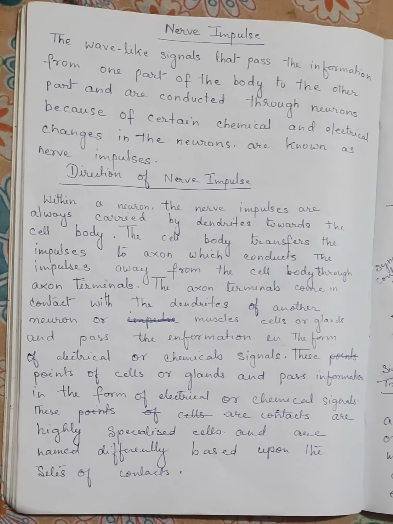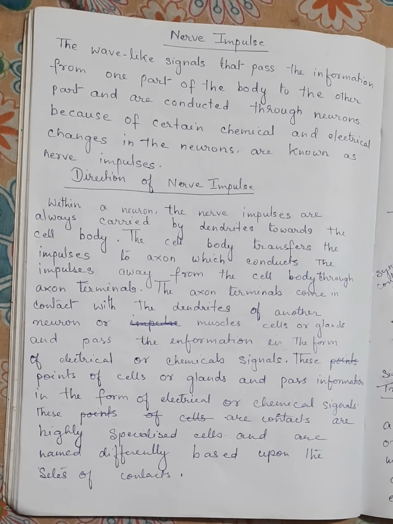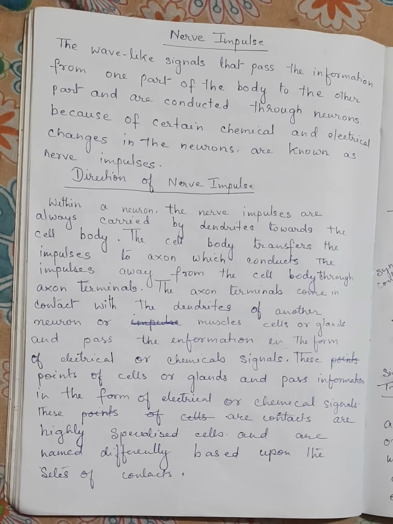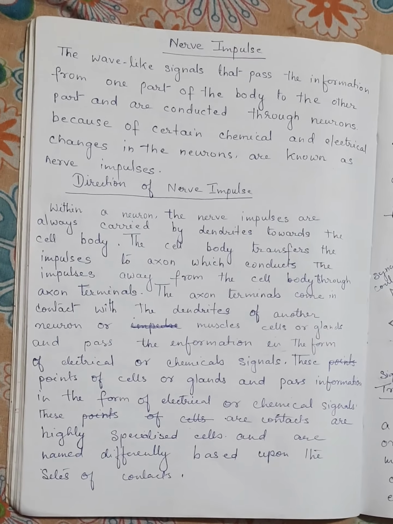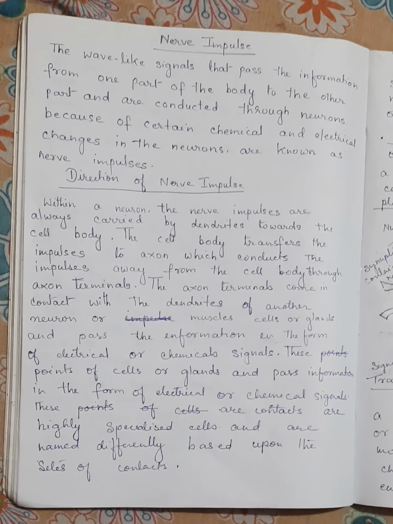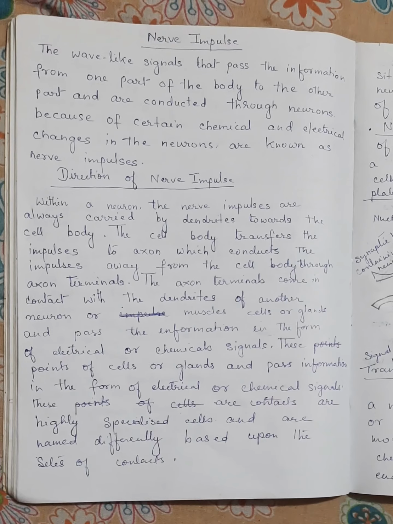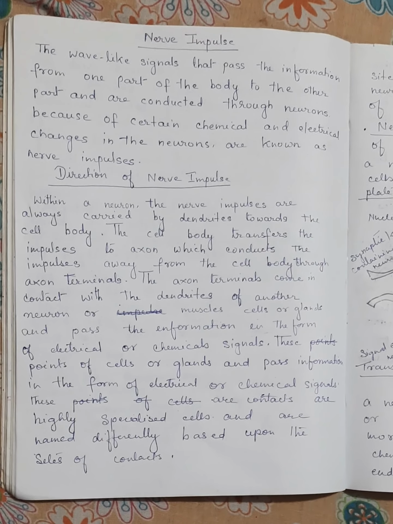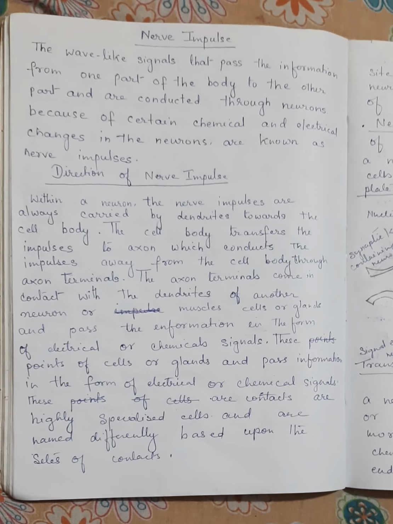Direction of nerve impulse. Within a neuron, the nerve impulses are always carried by the dendrite toward the cell body. The cell body transfers the impulse to the axon, which conducts the impulse away from the cell body through axon terminals.